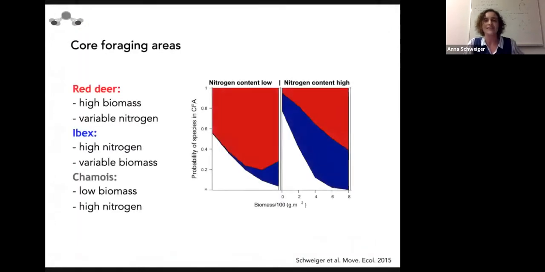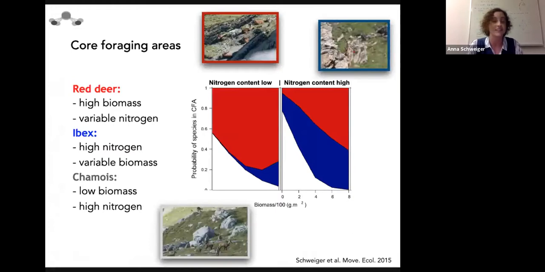So using these high-resolution maps of vegetation quantity and quality, we were able to look at forage resource partitioning among 3 species, and we did indeed find that they do separate the forage resources such that the largest species, red deer, which is here, focuses on areas with high biomass, while the smallest species, chamois, which is a sort of small mountain goat, I'd say, focuses on areas with high nitrogen content.